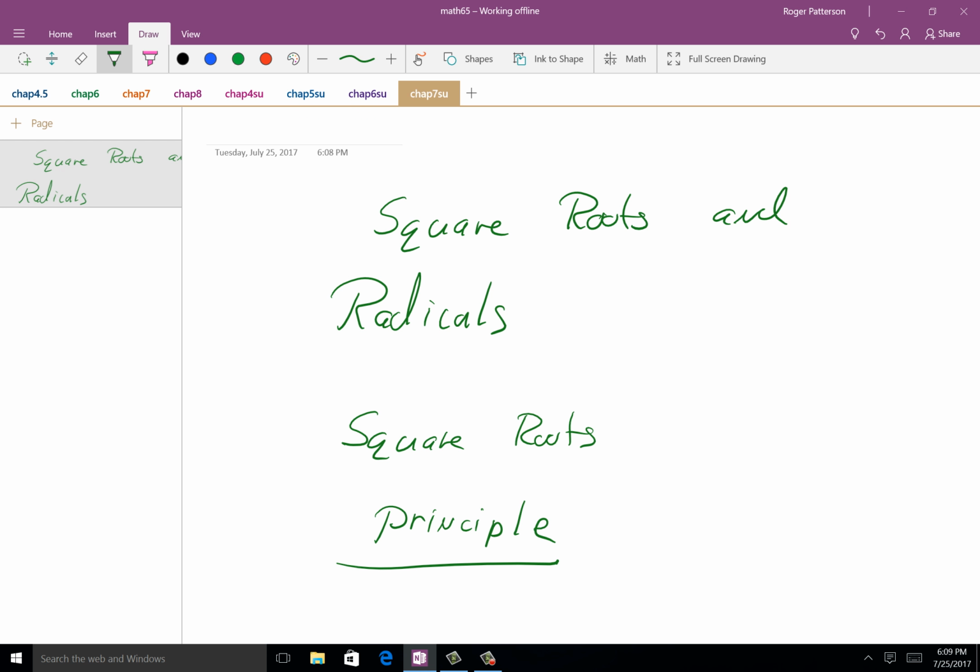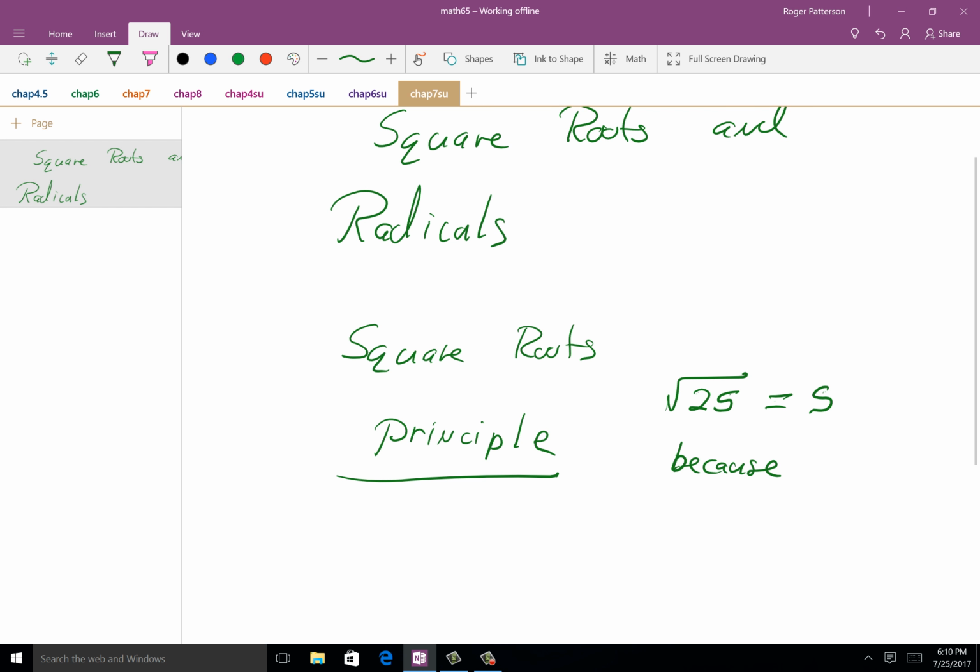So what does that mean? Well, that just means that if you take the square root of 25, okay, that's equal to 5 because 5 times 5 is 25. Okay, so we say the principal square root is just this number here.